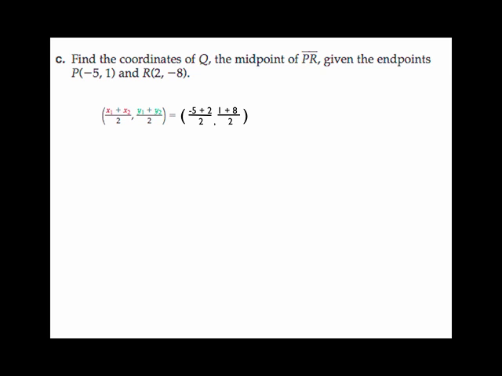Try these. -5, 1, 2, 8. Again, substitute x plus x divided by 2, y plus y divided by 2. Simplify, and we get the point -1.5, 4.5.